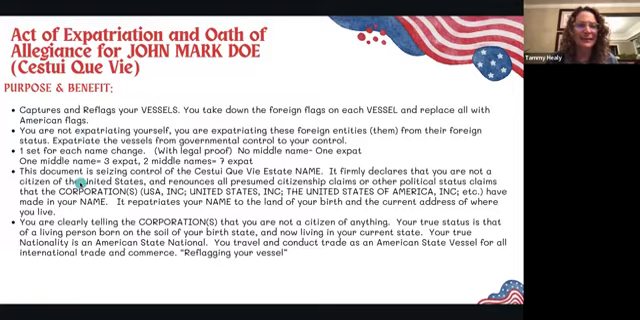So the purpose and benefit, it captures and reflags your vessels. You take down the foreign flags on each vessel and replace all with American flags. That's our civil peacetime flag. You are not expatriating yourself. You are expatriating these foreign entities, them, from their foreign status. Expatriate the vessels from governmental control to your control. First set for each name change with legal proof. No middle name, one expatriate, one middle name, and third expatriate, 2 middle names equals 7 expatriations.